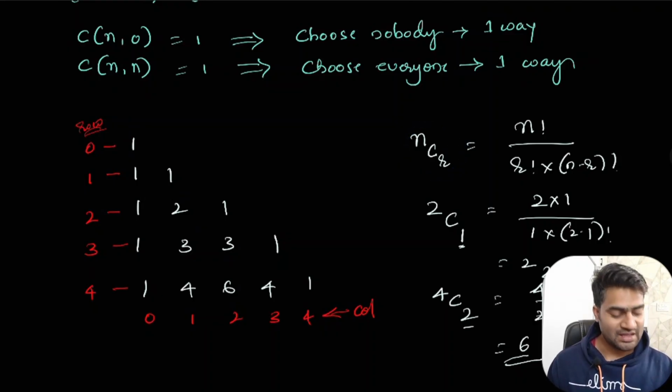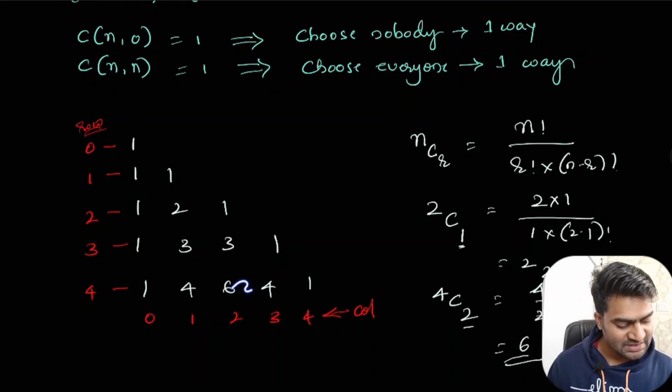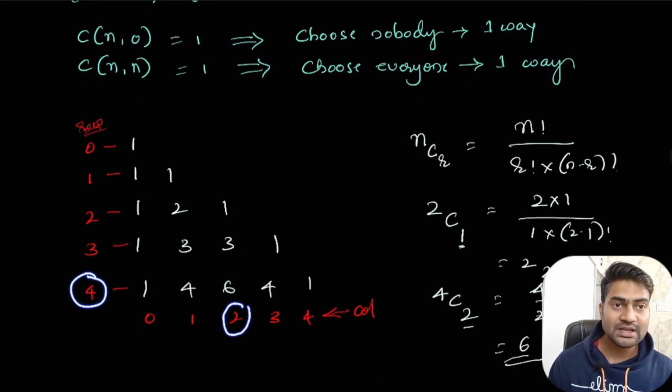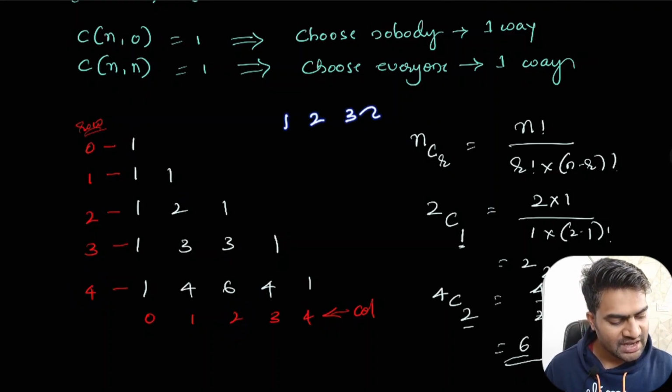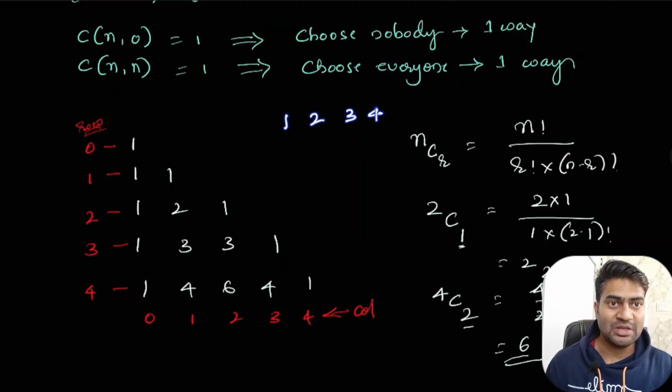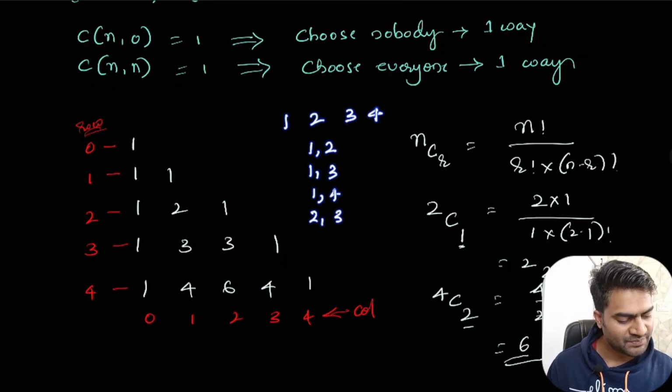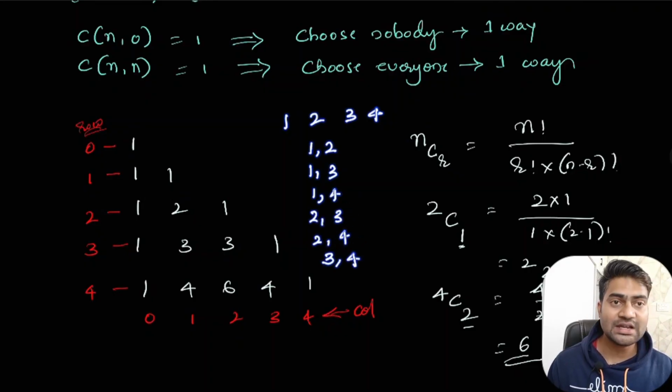What exactly does it mean? If there are 4 people and we have to pick 2 people at a time, how many ways are possible? Assume 1, 2, 3 and 4 are the people, and we will have to pick 2 at a time. So I can pick 1 comma 2, correct? Then I can pick 1 comma 3, then 1 comma 4, then 2 comma 3, 2 comma 4, then 3 comma 4. These are the different possible ways.